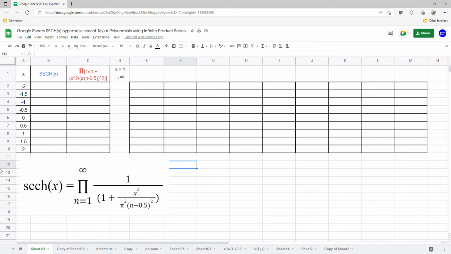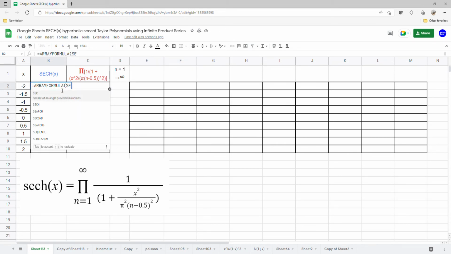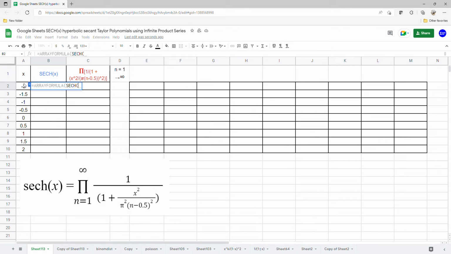In this video, we'll generate the trendline and polynomial of hyperbolic secant. So array formula, hyperbolic secant of the x values from -2 to +2. And enter.